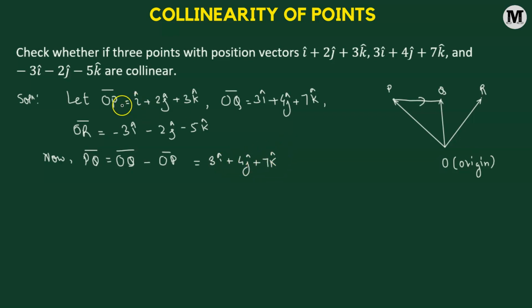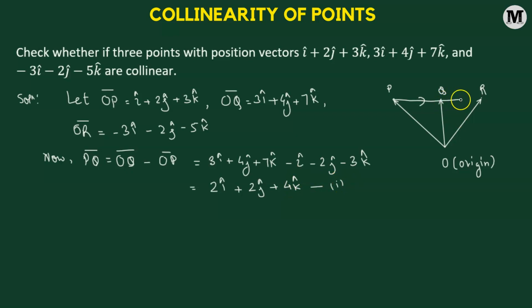From here, we are subtracting OP vector. So that's negative I cap, negative 2 J cap, negative 3 K cap. That will be equal to, now 3 I cap minus I cap, that's 2 I cap. 4 J cap minus 2 J cap, that's positive 2 J cap. 7 K cap minus 3 K cap, that's 4 K cap. We're going to label this as number 1.